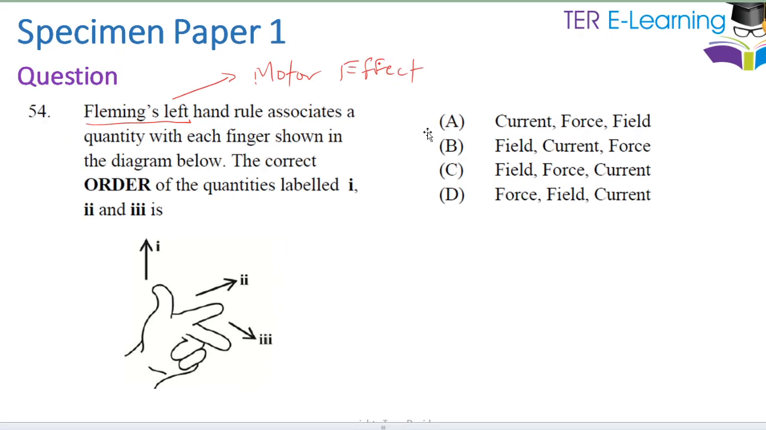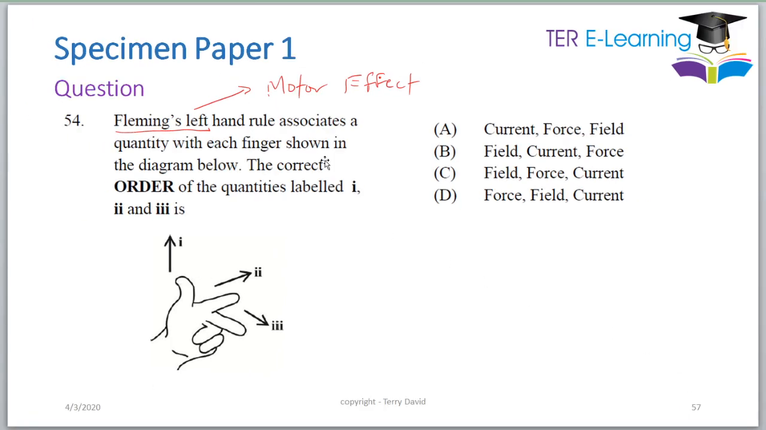When we are producing electricity or producing a current by electromagnetic induction. So if we're looking at the left-hand rule, your thumb is force, 2 is field, and your second finger is what we call my current, right? So basically we're looking to see 1, 2, and 3 has to be force, field, and current. So it's force, field, and current. So the answer is D.